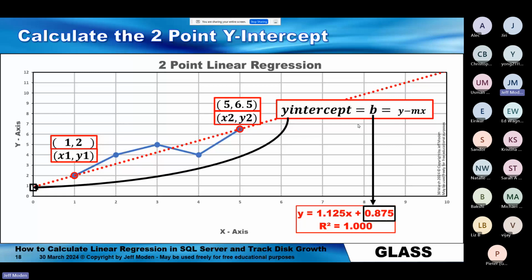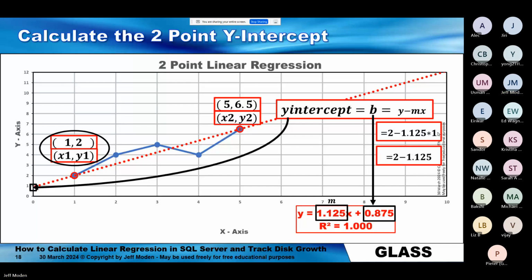All right, so Excel is telling us B has a value for this line of 0.875. And we already know what the slope is because we calculated that before. So if we take the numbers here for our first point and we plug them into this formula, y is equal to 2, the slope is equal to 1.125, x is equal to 1. We do the simple multiplication there and we end up with that. And if we simplify that, we come up with 0.875.